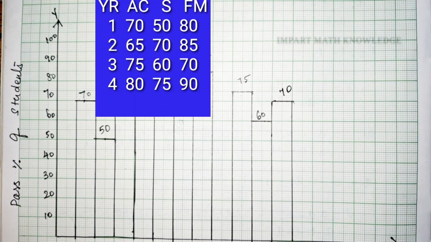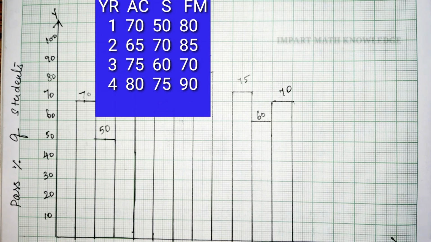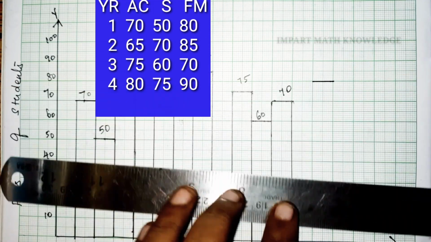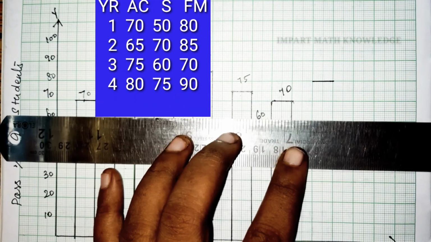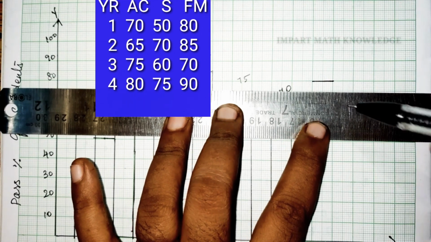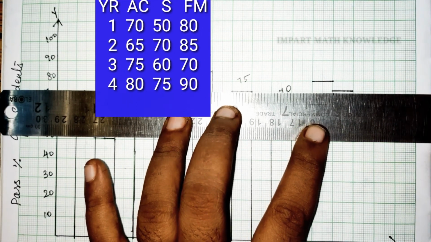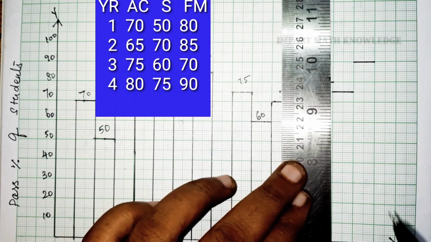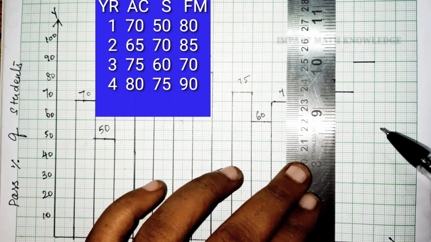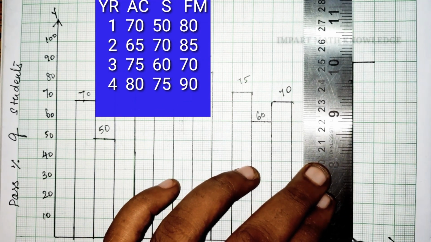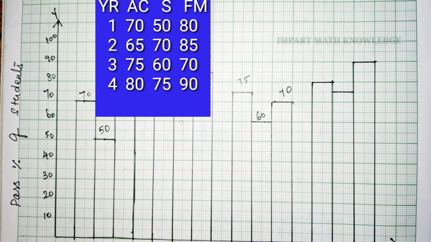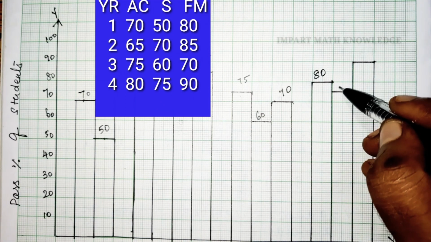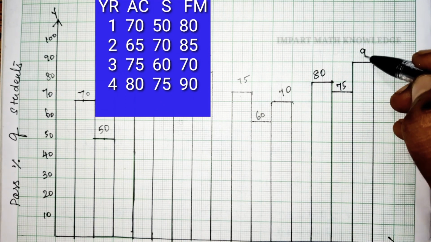Now for the year 2004, pass percentage for accountancy is 80, statistics 75, finance management is 90. Now draw a vertical bar for the year 2004. So for the year 2004, pass percentage for accountancy is 80, statistics 75, finance management is 90.